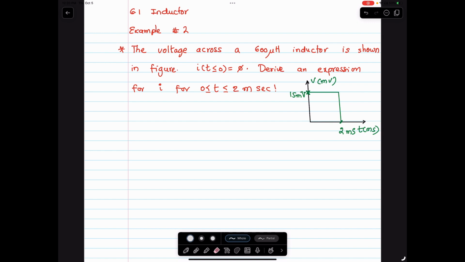Okay, so this is a different type of problem, very similar, but something that we have not seen before. Let us write out what is given. The inductance value is given to be 600 microhenry, and the voltage as a function of time is given as a graphical function.